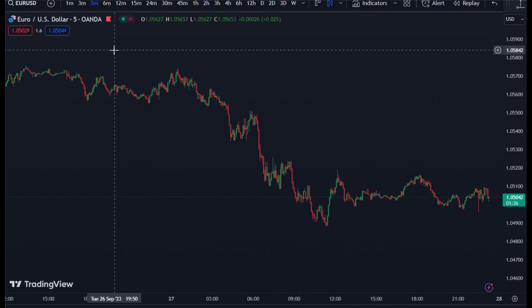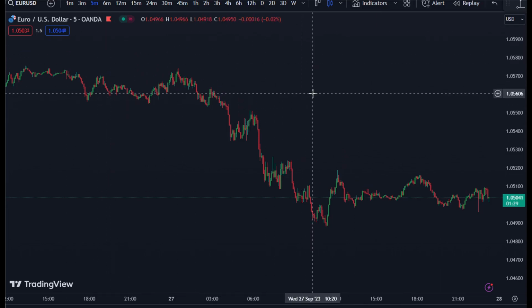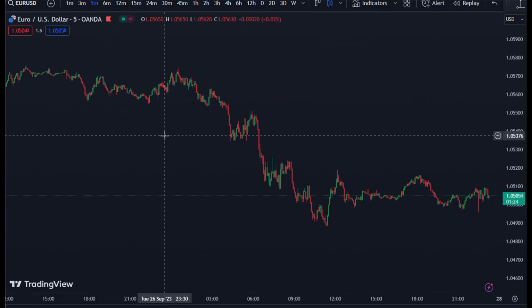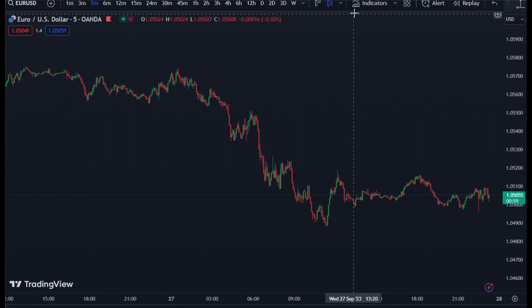I'll be showing you a 5-minute scalping strategy. The strategy involves 3 different indicators found here on Tradingview. As always, the strategy works for crypto, Forex, stocks, commodities. So we're just going to get right into it.